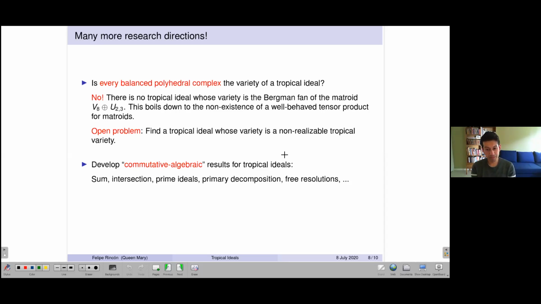So I would like to have some way of, even if it's not the set intersection or the regular sum, some way of adding tropical ideals or some way of intersecting them. We don't know, something that is useful for doing commutative algebra on these ideals. That's still to be developed.